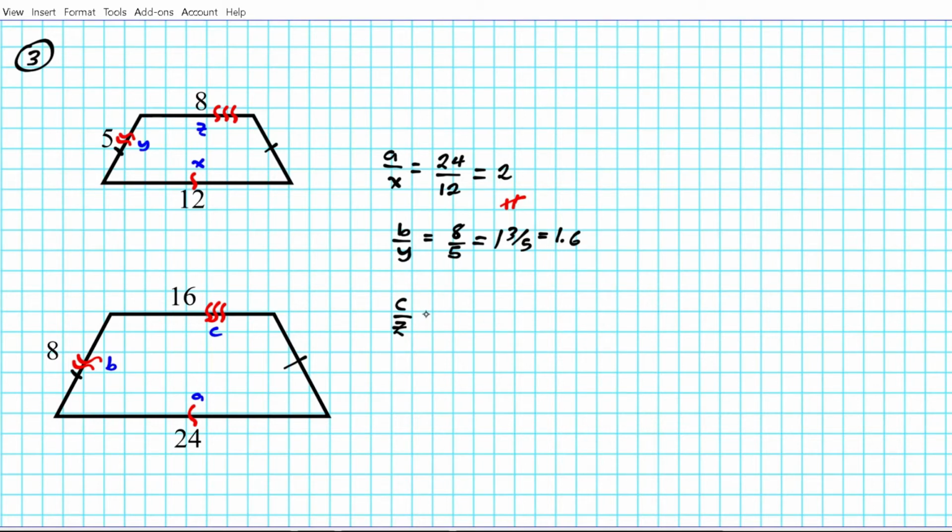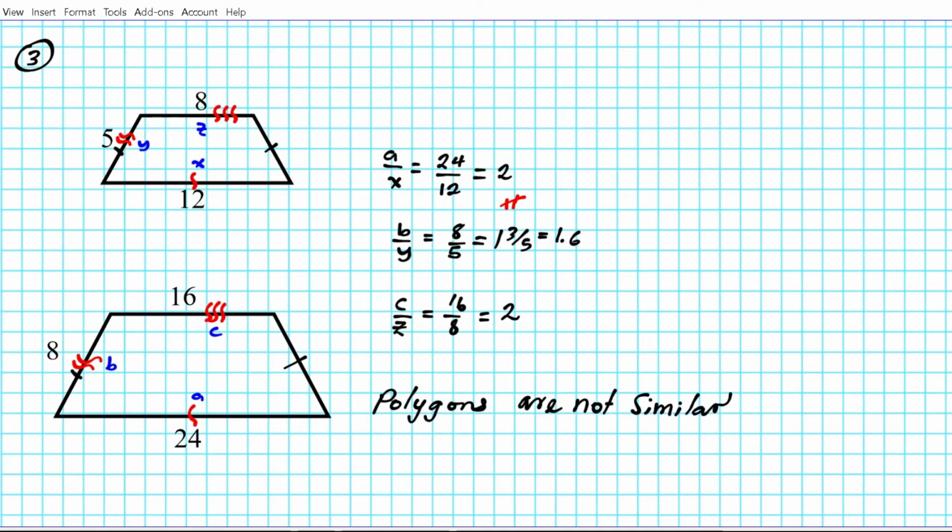Let's just do the third one, C over Z. Well, it's not necessary since they're already not equal. But let's just do it for kicks: 16 over 8 is equal to 2. All 3 must match. Since B over Y is different from the ratio of A over X, the bottoms and the tops, that automatically means that the polygons are not similar.